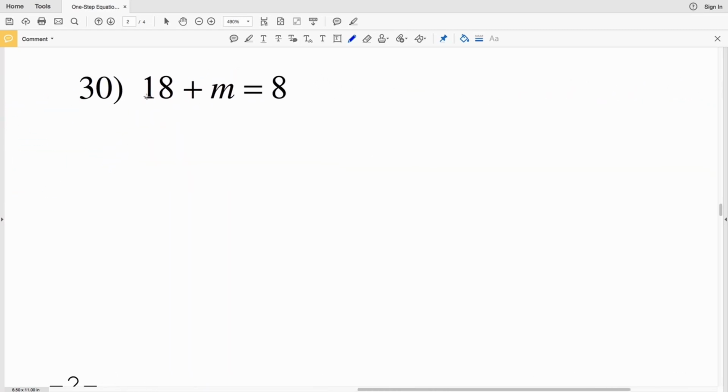And the last problem on this worksheet, number 30, 18 plus m equals 8. We're going to subtract 18 from both sides, and that's going to leave us with m on the left-hand side and a negative 10 on the right. So m is equal to negative 10.